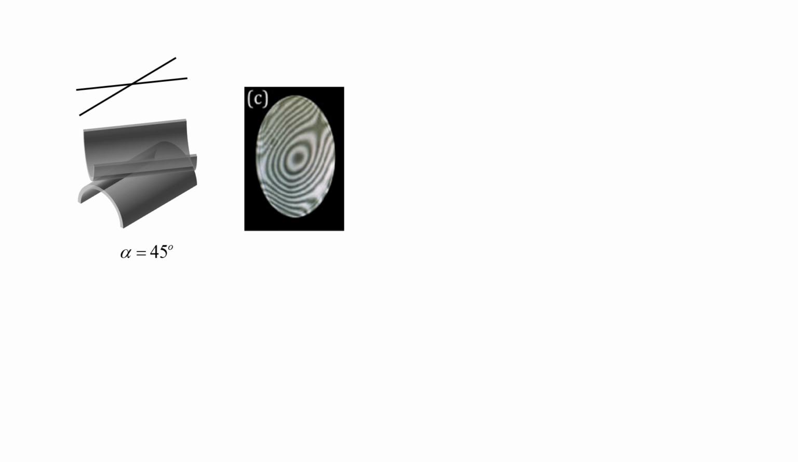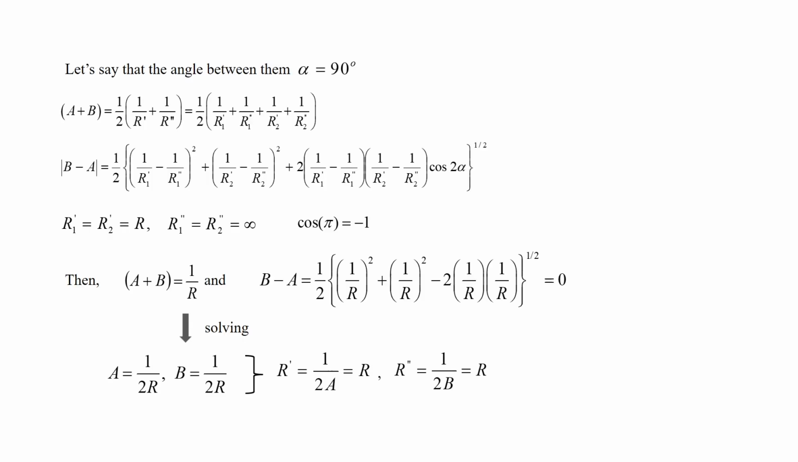Now, here these are the interference fringes. If you use monochromatic light and look from the top, you will see this kind of fringes very close to the point of contact, for a small gap between these two cylinders.